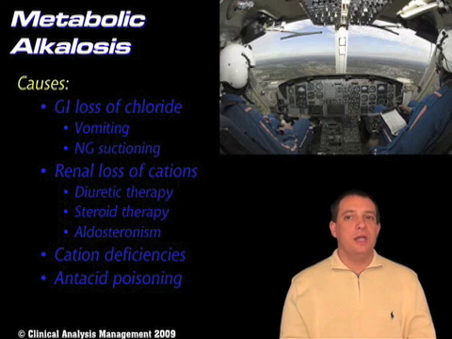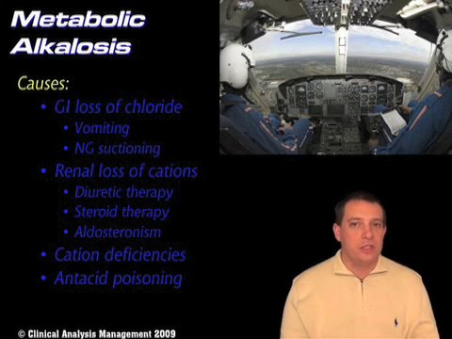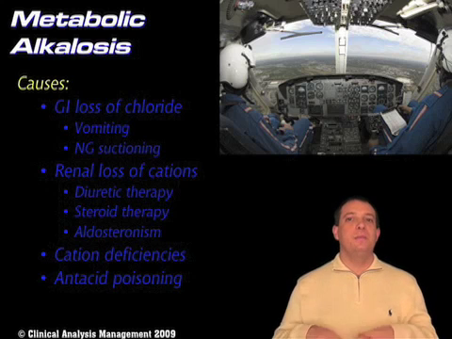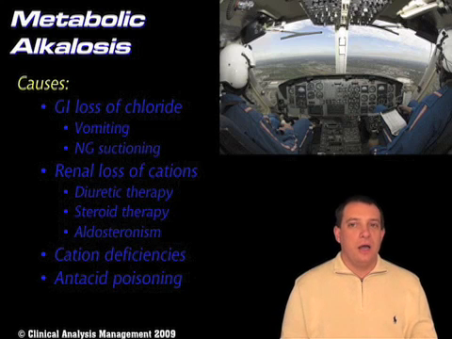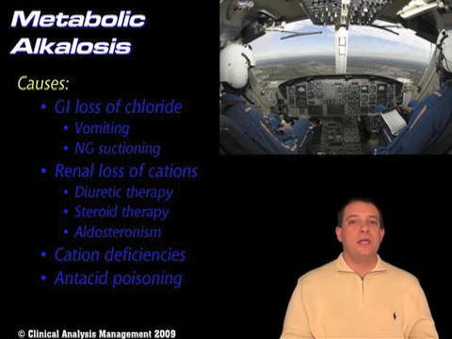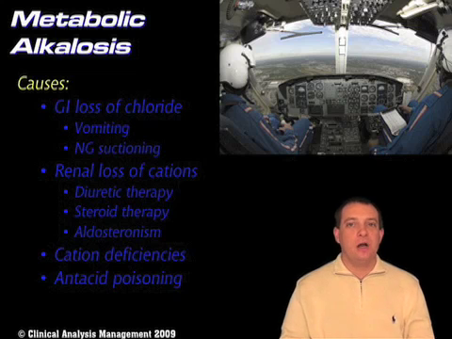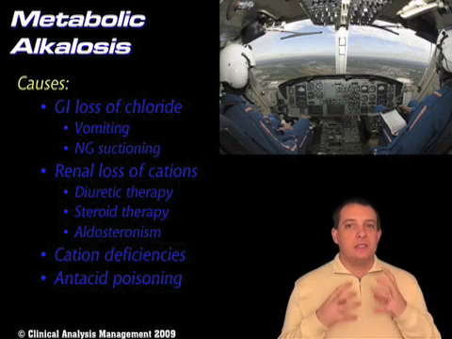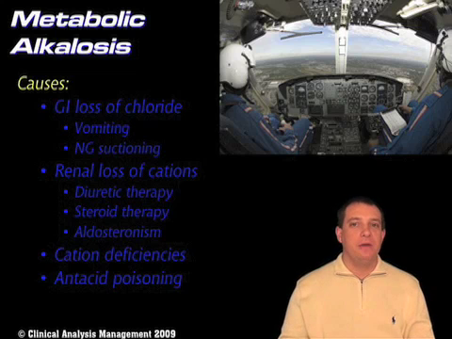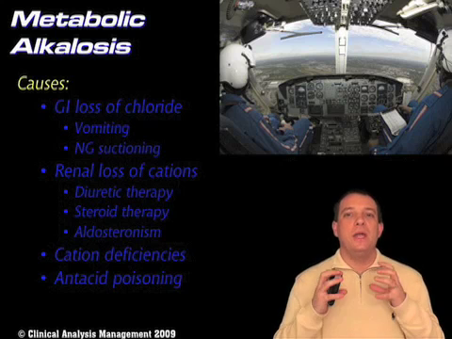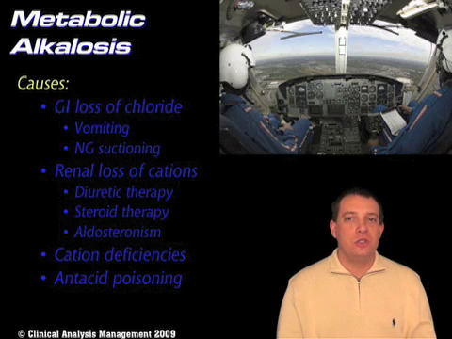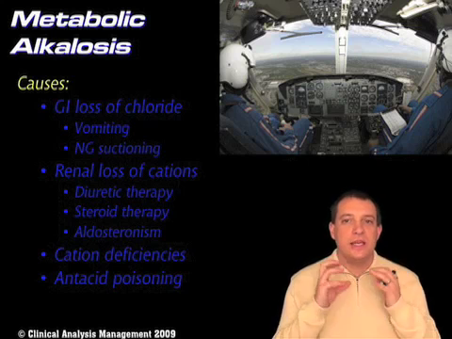We can also see renal losses because of diuretics or steroids. When we talk about diuretics, most of the diuretics that cause metabolic alkalosis are actually because they're not potassium-sparing diuretics. And when we talk about the normal kidney, in the normal kidney we actually have something called potassium-hydrogen pumps, and the big thing that they do is they get rid of potassium.